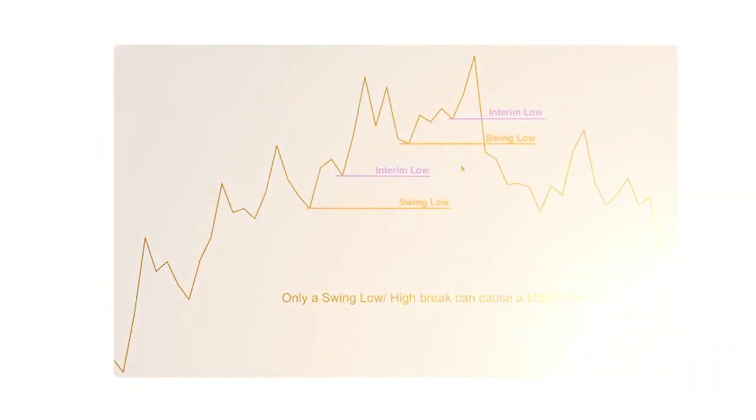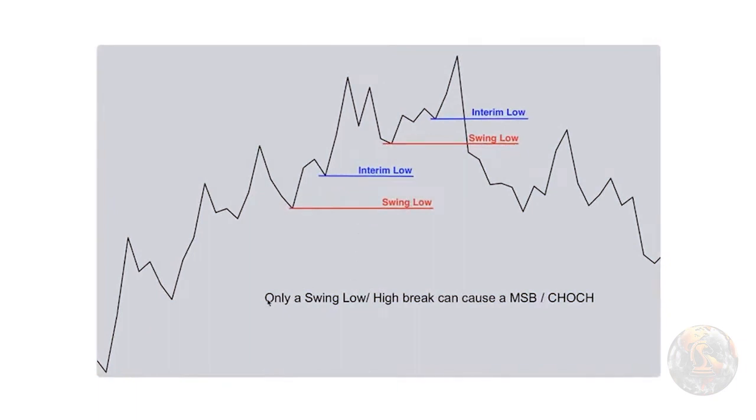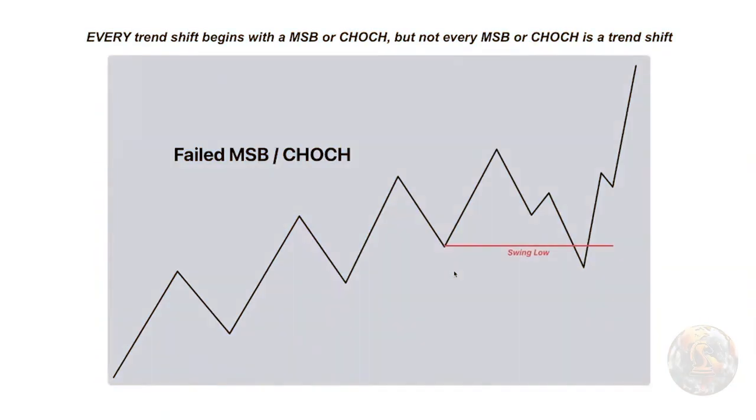So we've marked our interim lows, our swing lows, and we've reinforced that only a swing low or a swing high break can cause the market structure break or the change of character. Very, very important. Finally, there is a rule. Every trend shift begins with a market structure break or a change of character, but not every market structure break or change of character is a trend shift. Remember that we deal in probabilities, not certainty. Meaning, sometimes this will happen. The markets are not perfect. If it was that easy, everyone would be rich.